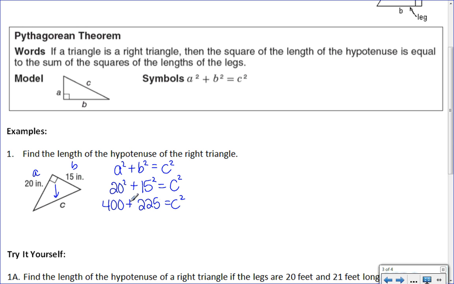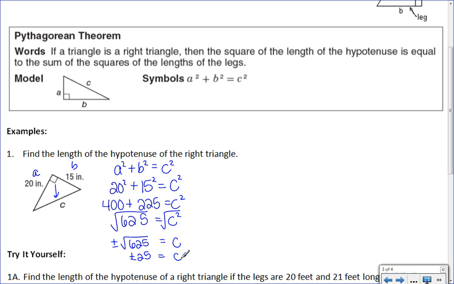Alright, and then we'll go ahead and do this addition. 400 and 225 is 625. And then just like we did in section 10.2, in order to solve this for c, we want to take the square root of both sides, so that we get just c on this side, since the square root and squared are opposites, or inverse operations. And then we always want the positive or negative square root of this number, which when we take the square root of 625, comes out to 25.